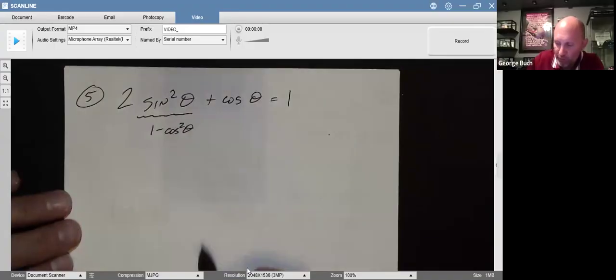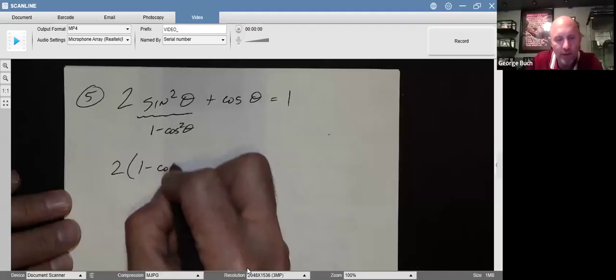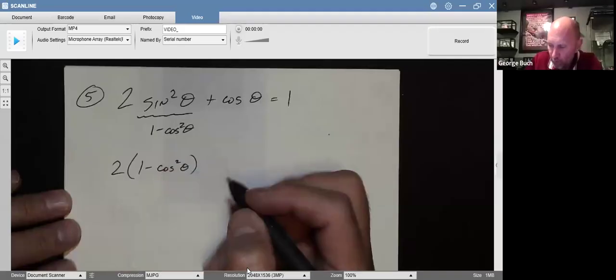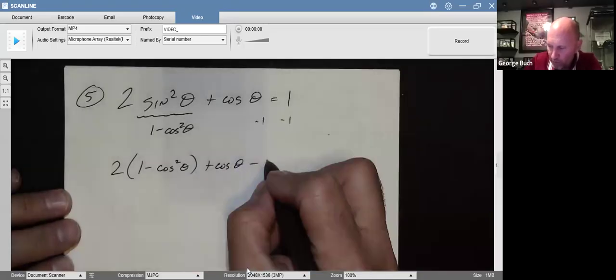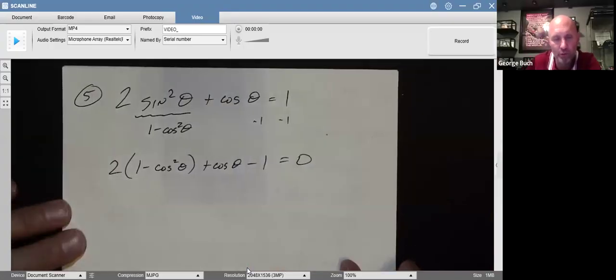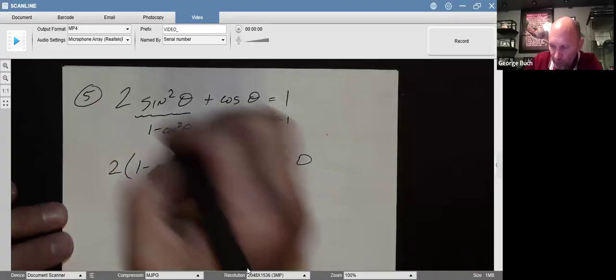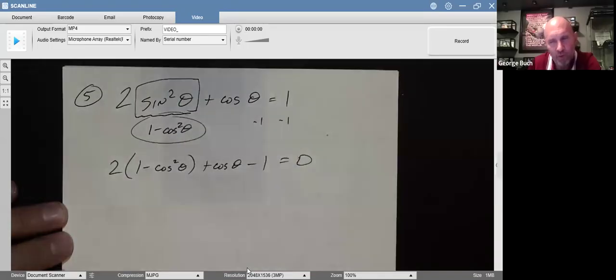So if I substitute this, I really have 2 times 1 minus cosine squared theta plus cosine of theta. And I'm going to subtract 1 from both sides so that I can set this equal to 0, because ideally I'll have to factor and use zero property rule here in a minute. Now, is everybody clear on that? Hopefully. We're just substituting sine squared with our Holy Grail, which is 1 minus cosine squared. Hopefully from the proofs and the simplifies, that kind of stuck in your head.